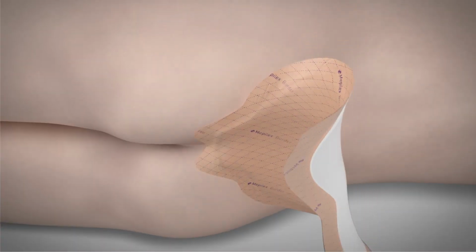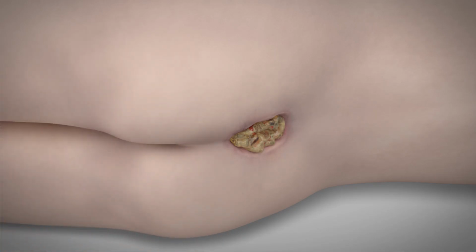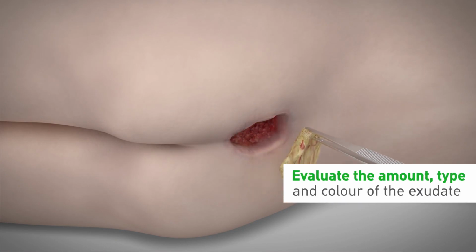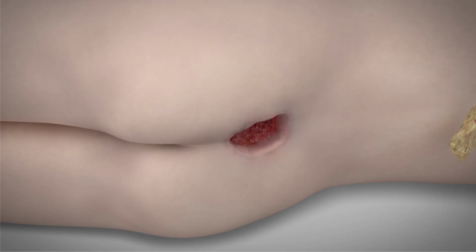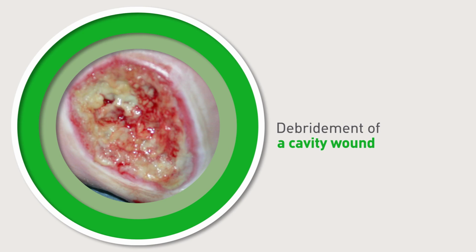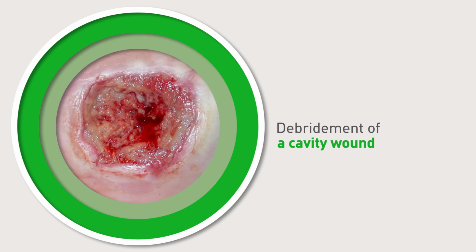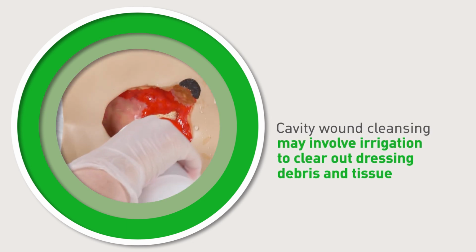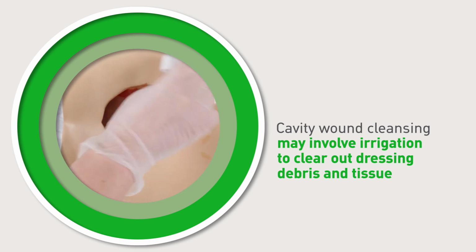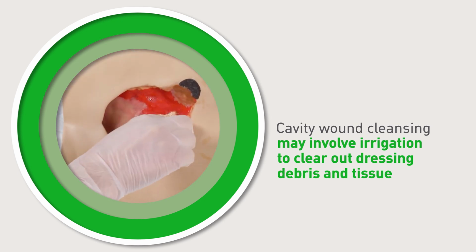When Jane visits Peter for the dressing change of his pressure ulcer, she needs to assess the cavity filler and the secondary dressing upon removal to evaluate the amount, type, and the color of the exudate. After cleansing and debridement of the yellow slough in the wound cavity, she can more easily assess the wound bed and the depth to document and follow the wound healing progress. Cavity wound cleansing may involve irrigation in order to clear out dressing debris and tissue from the bottom of the cavity itself.